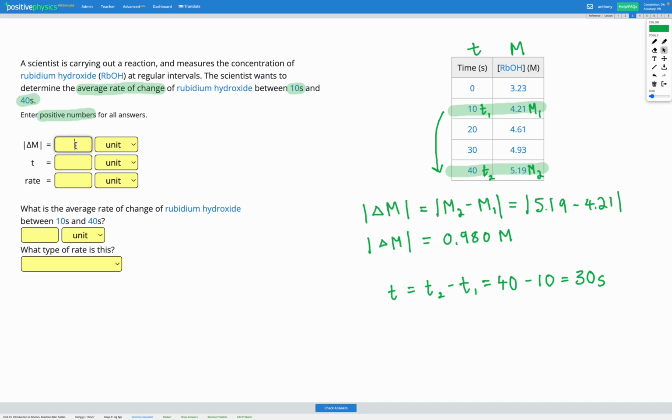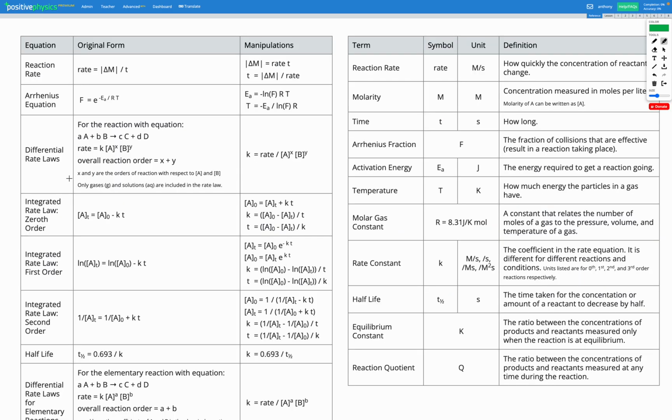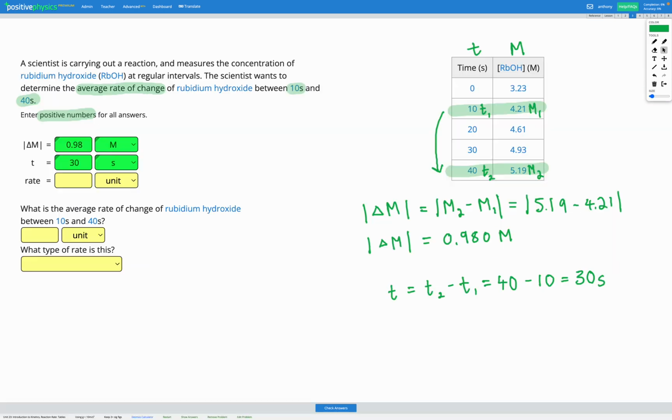Let's fill those into our table over here. We got 0.98 molar for our change in molarity. For the time, we got 30 seconds. So those are our two known variables. Now we're trying to find the rate. So let's head to our reference sheet. Here's our reaction rate equation at the top. Rate is change in molarity divided by time.